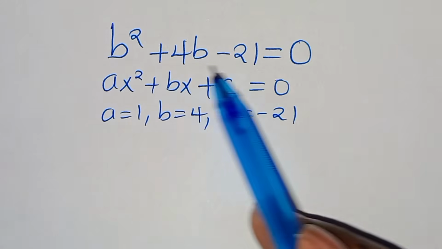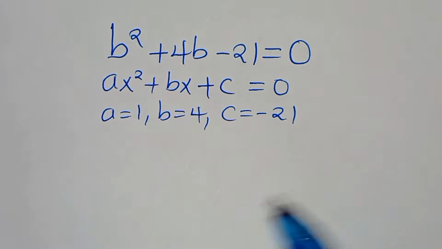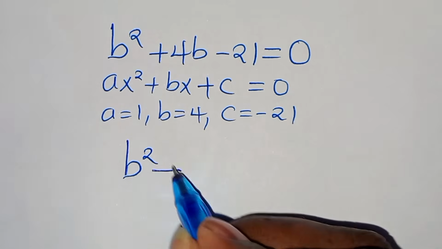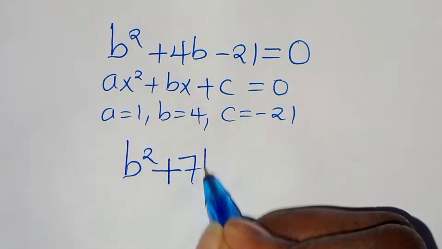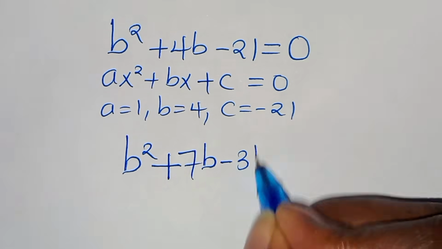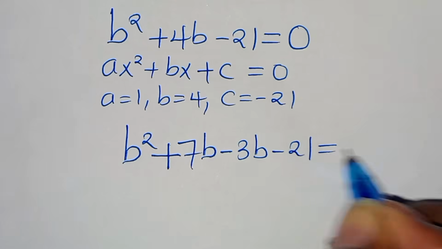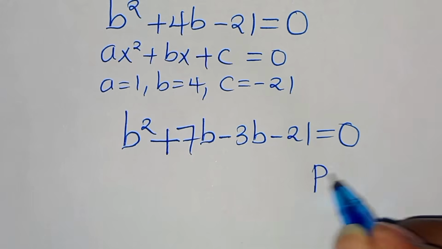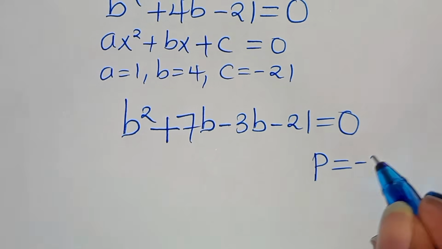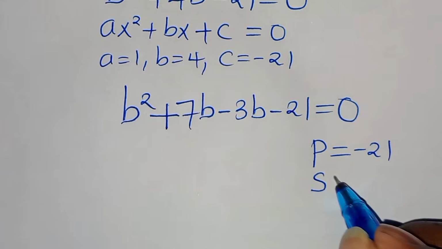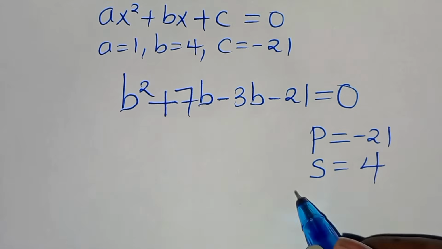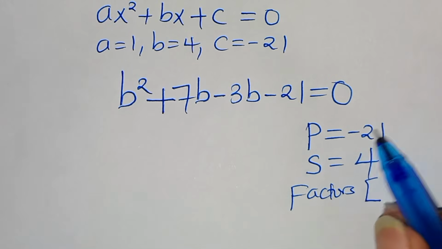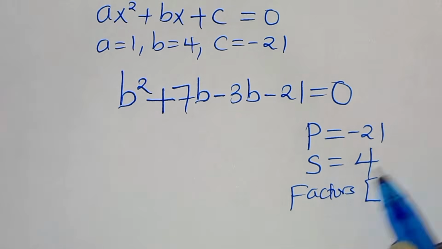We can solve this quadratic equation by factorization method, whereby we have b squared plus, this is the same thing as 7b minus 3b minus 21. This is equal to 0. We are saying that by factorization, we have that the product is the same thing as minus 21. The sum should give us a value of 4. So we need to identify those two factors such that when you multiply those two factors, we need to get minus 21. When you add those two factors, we need to get a value of 4.